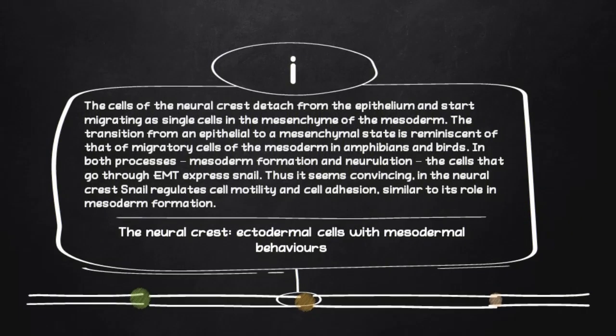Next, the last of our discussion, that's the neural crest: ectodermal cells with mesodermal behaviors. The cells of the neural crest detach from the epithelium and start migration as single cells, the mesenchyme, like endoderm and mesoderm. That's it, hand in hand. The transition from the epithelial to mesenchymal state is reminiscent of that of the migratory cells of the mesoderm in amphibians. In both processes, mesoderm formation and neuralization, the cells that will produce them go through an EMT expression, and the neural crest regulates cell motility and cell adhesion, similar to mesoderm formation.